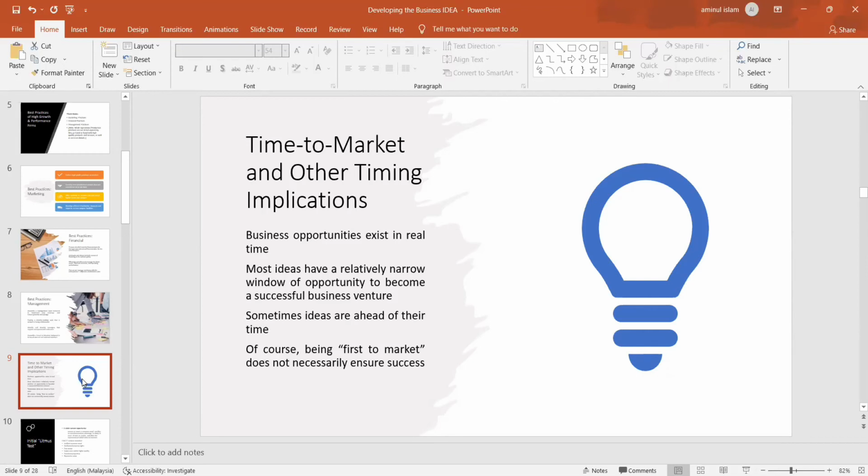First to market is very important, but yet again, first to market may not necessarily ensure that you would be successful, because you have to make sure that you have best practices in marketing, financial and management aspects in an organization. But we have to remember that we have to be first in the market, and after that we have to have best practices available to maintain and sustain the business.